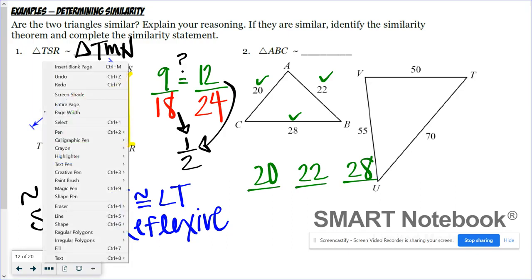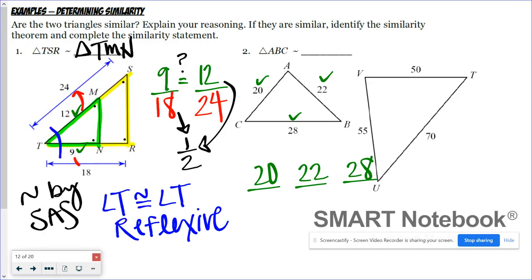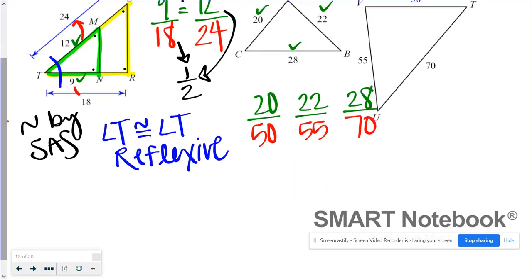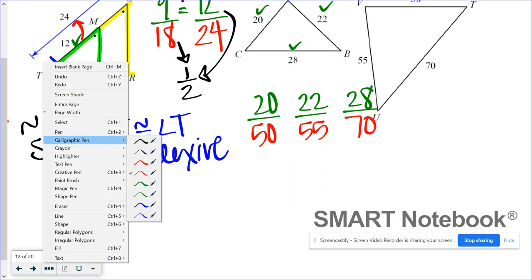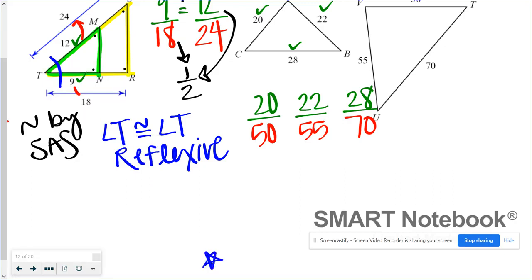And then I'm going to do the same with my other triangle, shortest to longest. So shortest is 50, followed by 55, followed by 70. And so I want to know, do all three of these reduce down to the same similarity ratio? Once again, that is the question. So 20 over 50 reduces down to 2/5. 22 over 55 also reduces down to 2/5. Does 28 over 70 reduce down to 2/5?